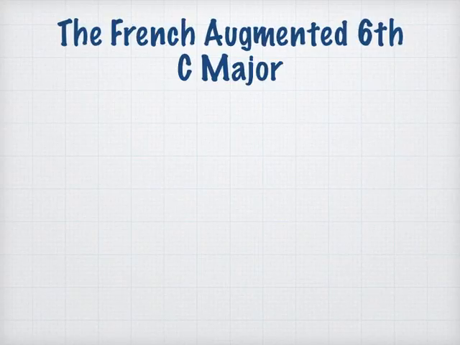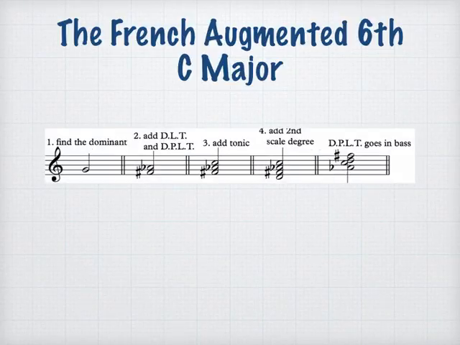Now, let's spell a French augmented sixth chord. As I told you, every one of the augmented sixth chords begins with the Italian augmented sixth. So the steps will be: find the dominant, in C is G. Add the two leading tones. The F sharp goes up to dominant. The A flat goes down to the dominant. Add the tonic. Now this should look familiar because this is the Italian augmented sixth.